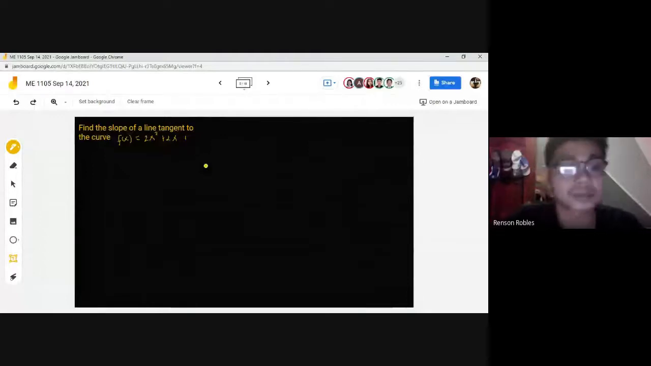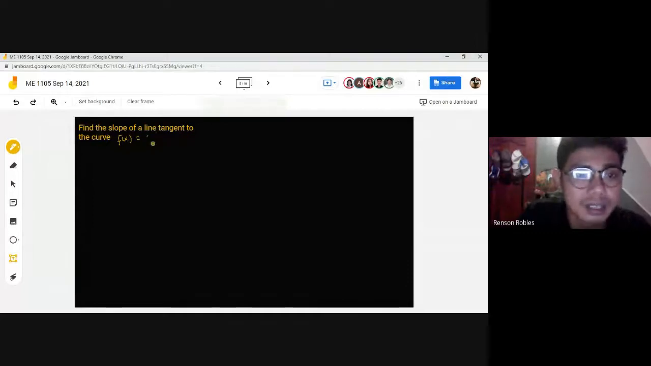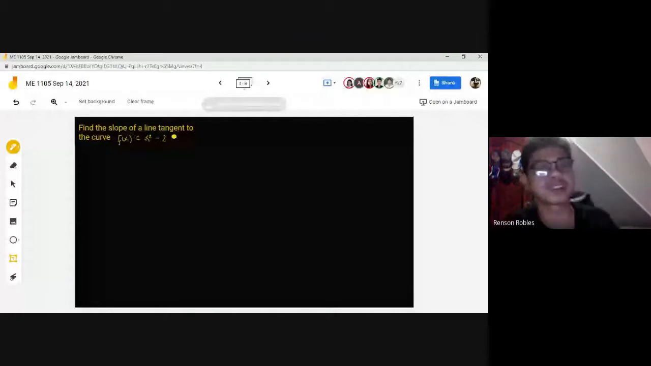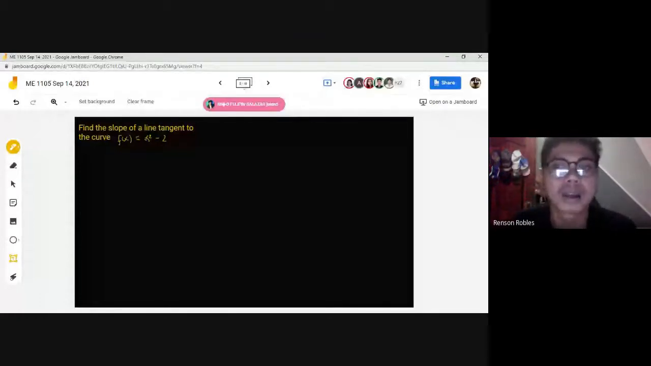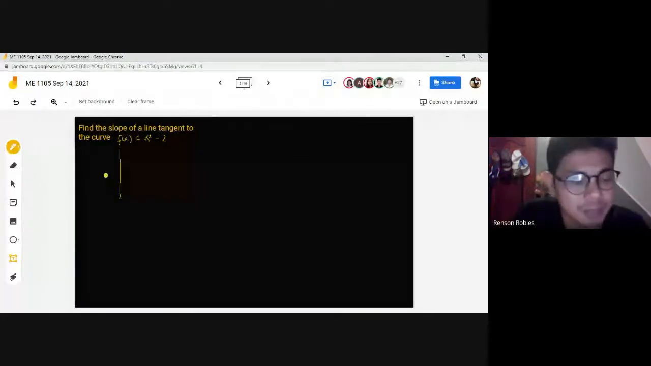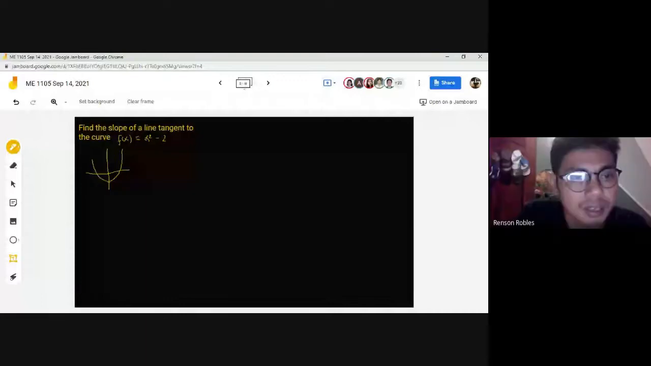Gawin ko na lang muna para ma-visualize nyo. Okay, I'll make it x squared minus 2 muna. Okay? You recall that's a parabola that opens up, right? It's a parabola that opens up with vertex up. Where can you see the vertex of this parabola? 0, -2 po. Okay, thank you. So this is the parabola x squared minus 2.